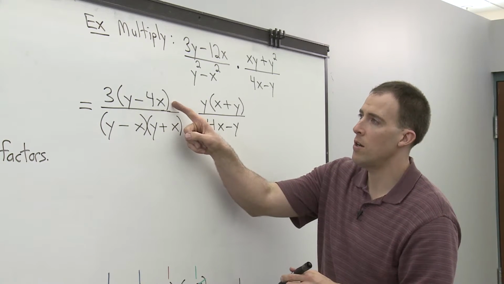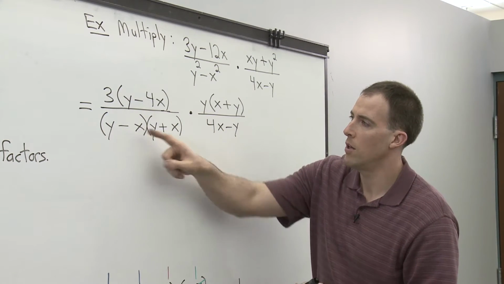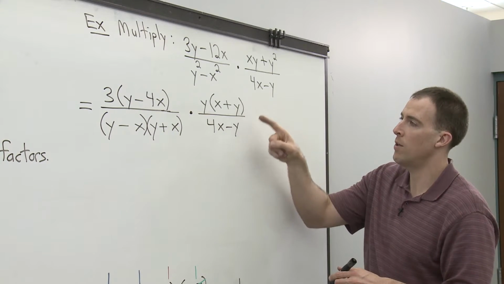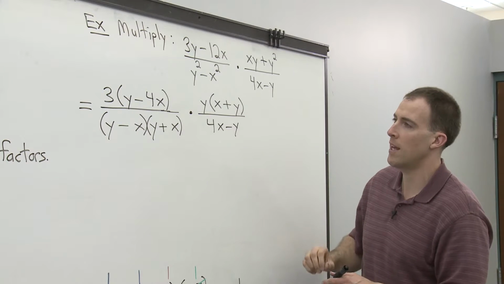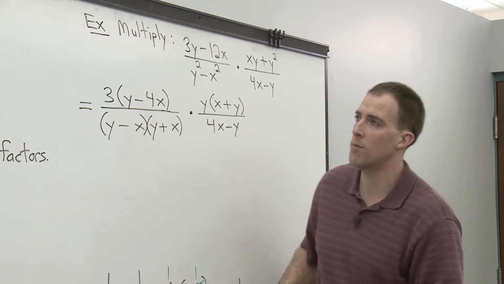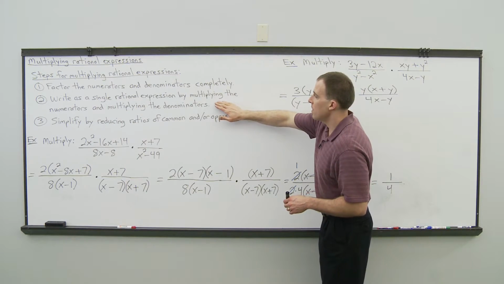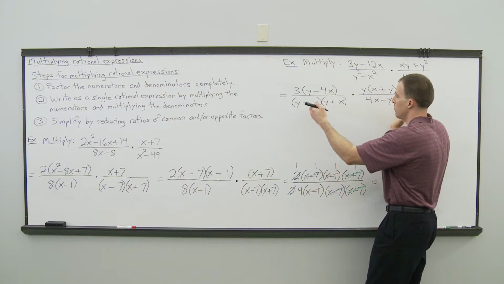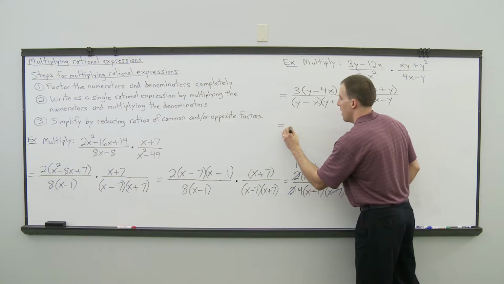The first numerator cannot be factored any further. The first denominator can't be factored any further. The second numerator and the second denominator, they're factored as much as they can be factored as well. So everything is factored completely. The next thing to do is to write a single rational expression by multiplying the numerators and multiplying the denominators. Let's write it as one fraction, in other words.